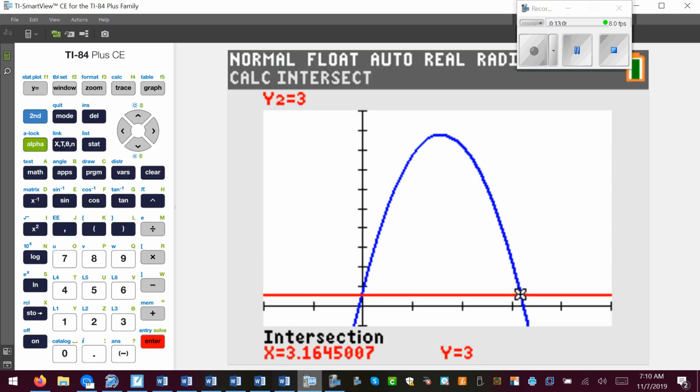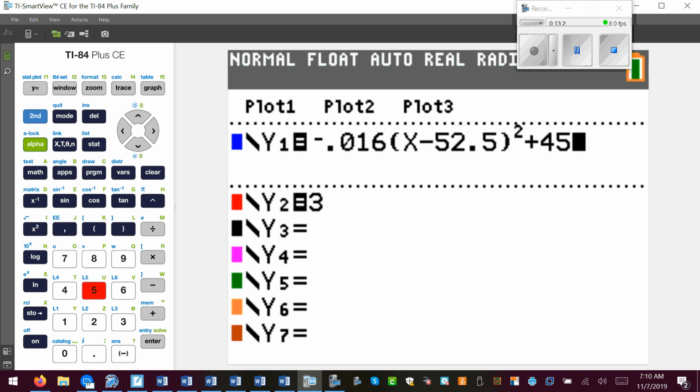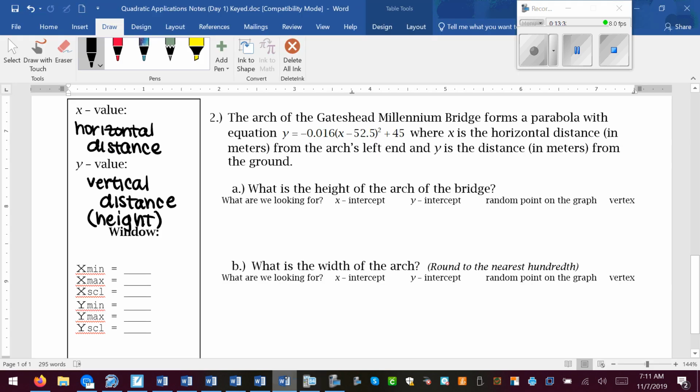So I'm going to go to my calculator, and in y equals, I'm going to type in negative 0.16 times x minus 52.5 in parentheses squared plus 45. Now this equation is different than the one that we just worked with. The first one was in standard form, but this one's in vertex form. So I actually know the vertex of this one is 52.5, comma 45, without actually doing any of the work. We take the opposite of the number in the parentheses and the same as the number outside.